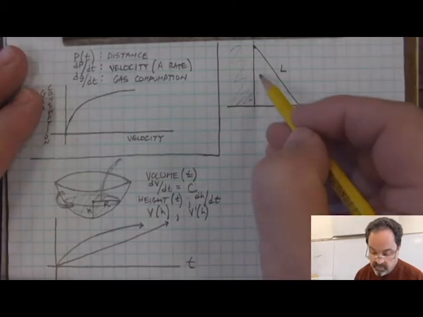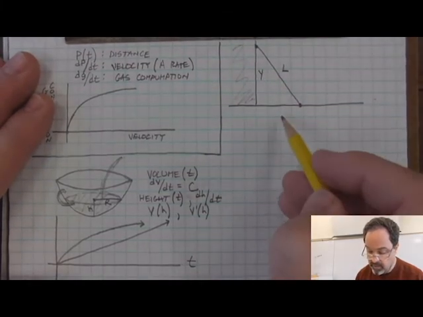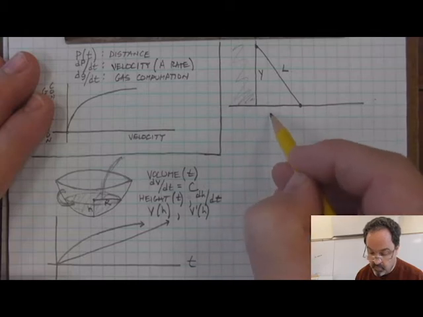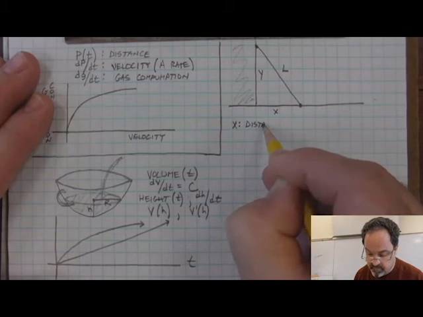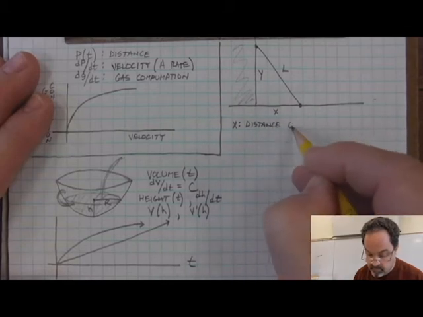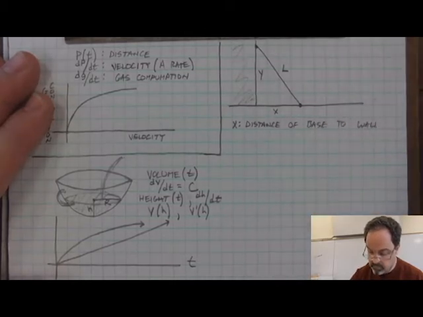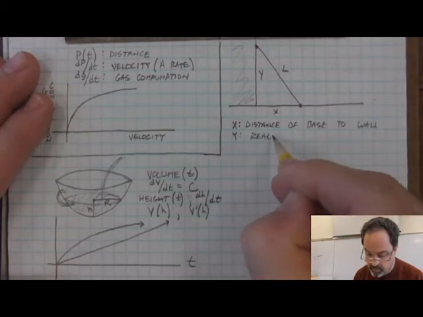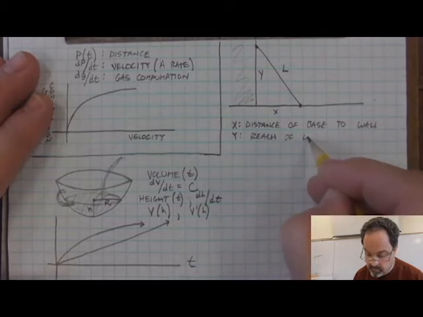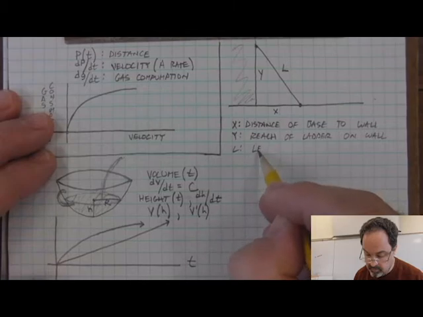The ladder meets the wall at a particular height we could call y, and the ladder is a particular distance away from the wall that we could call x. X is the distance of the base of the ladder to the wall. And y is the reach of the ladder on the wall. L is the length of the ladder.